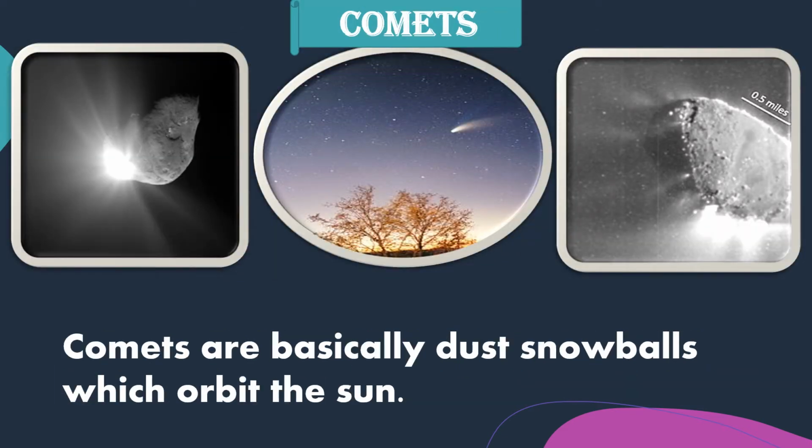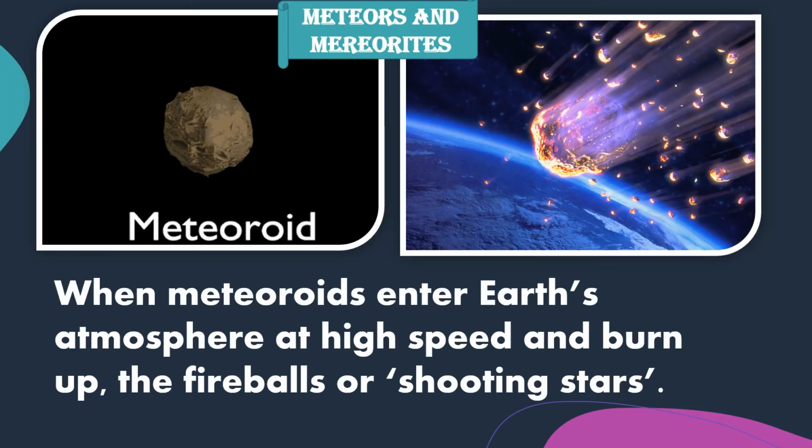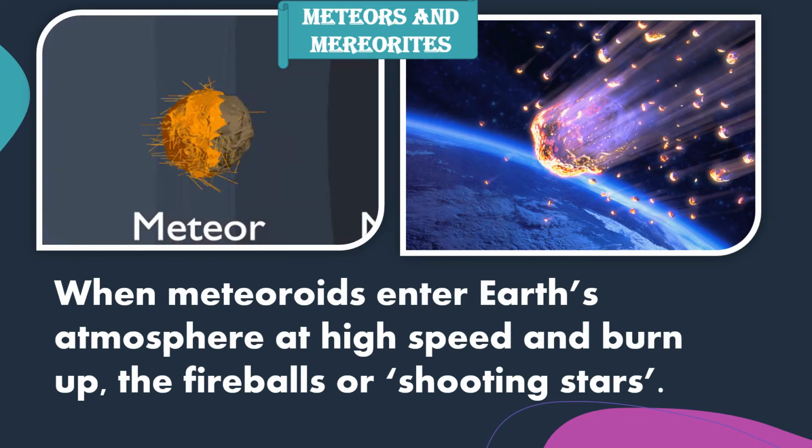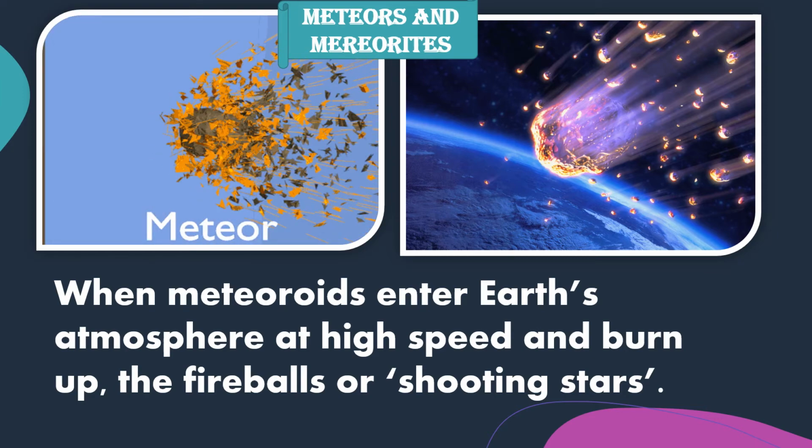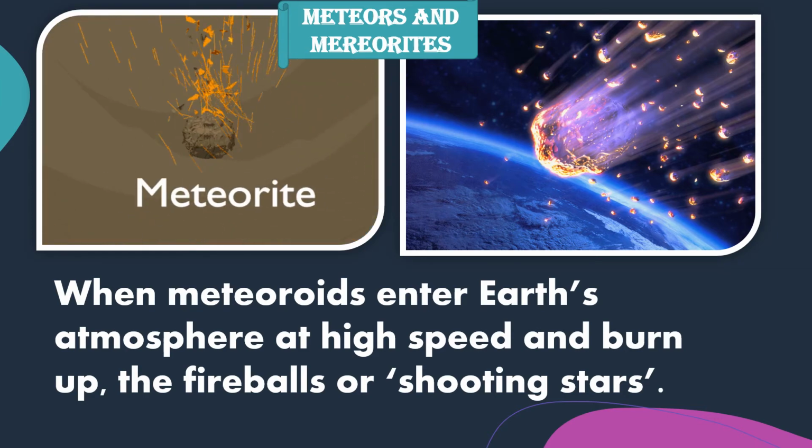Comets are basically dusty snowballs which orbit the Sun. They are made of ices such as water, carbon dioxide, ammonia, and methane mixed with dust. These materials come from the time when the solar system was formed. When meteoroids enter Earth's atmosphere at high speed and burn up, the fireballs or shooting stars are called meteors.